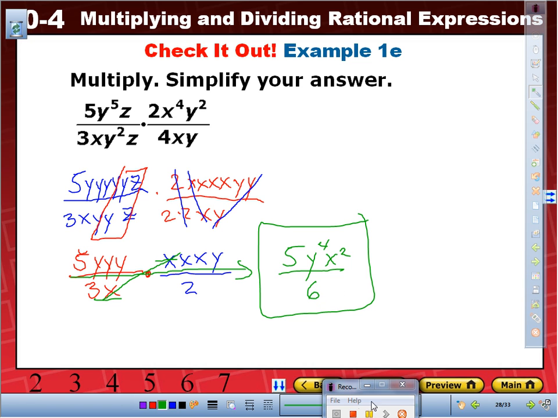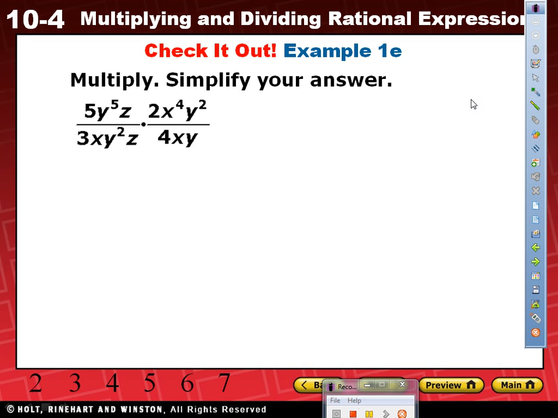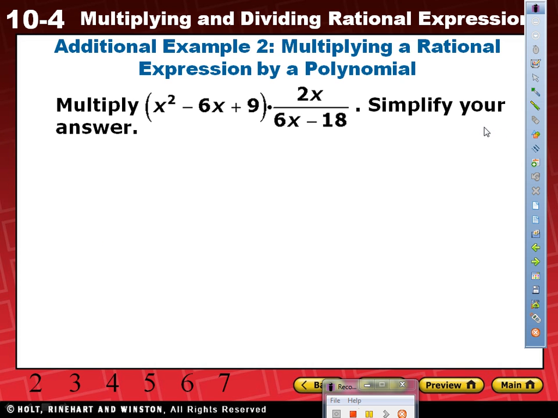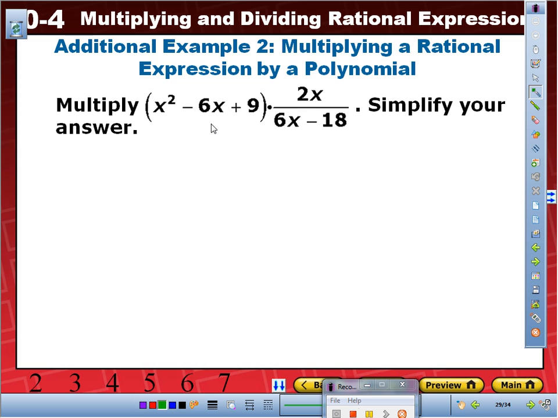Do another one. Here we go. Copy this one down. Example 2. Copy this down, please. Open parentheses, x squared minus 6x plus 9 times 2x over 6x minus 18. So here we go. Let's do this one together. We're still multiplying. We still multiply 2 fractions, aren't we? Therefore, we need to write this one over 1.